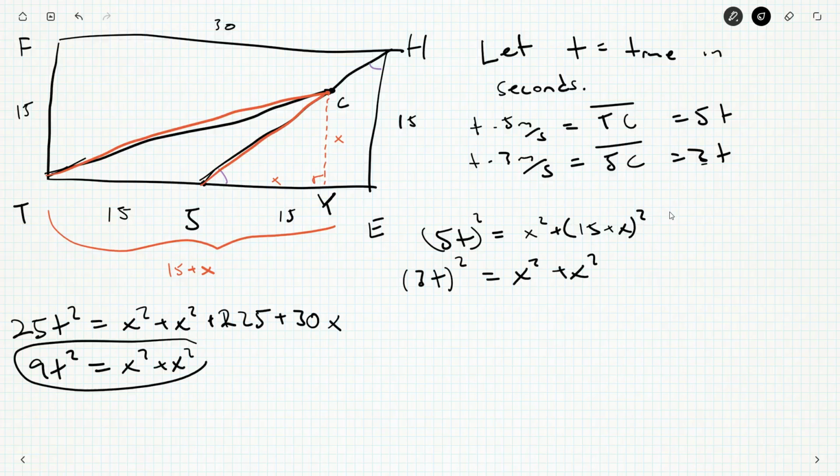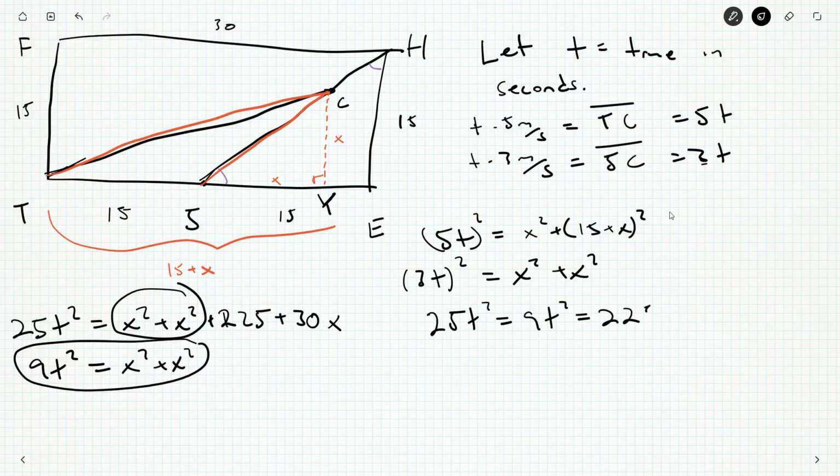So in this equation, I can replace the X squared plus X squared with 9T squared. And so I get 25T squared minus 9T squared is equal to 225 plus 30X. So 16T squared is 225 plus 30X. I don't know as this has helped me in any particular way. Yeah, now I have one equation and two unknowns.